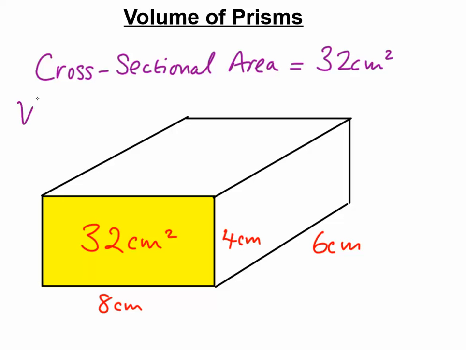And to find the volume, we take this 32 and we multiply it by the depth, in this case 6, giving us a total volume of 192 centimeters cubed, because it's volume.